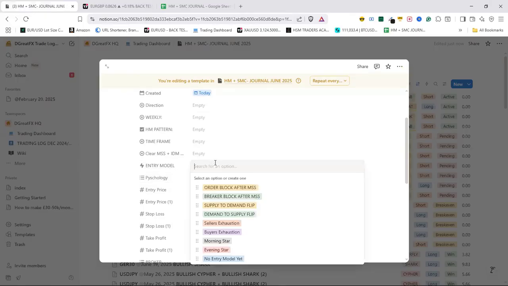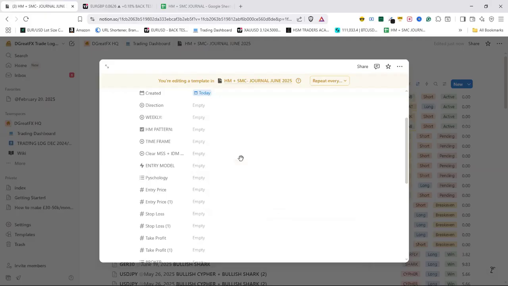Entry model, we have them here: breaker block, supply to demand flip, seller's exhaustion, buyer's exhaustion, all that. So the one I'm teaching you guys on this episode is breaker block after market structure shift, and then order block after market structure shift with inducement liquidity. That's what I'm teaching you guys on this episode. Okay, then another thing I added is psychology.